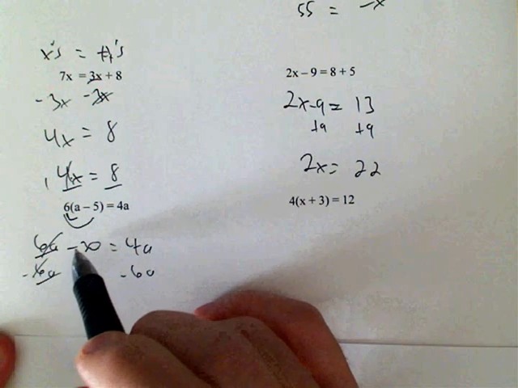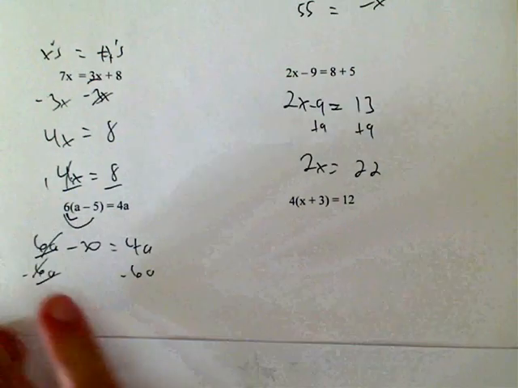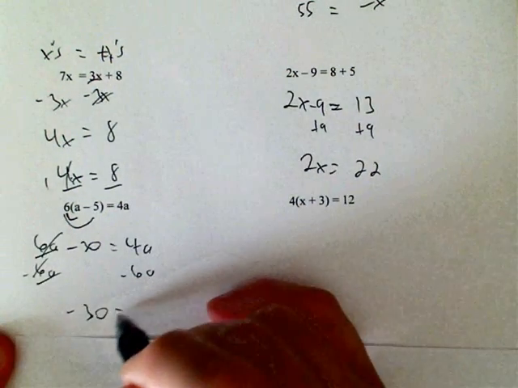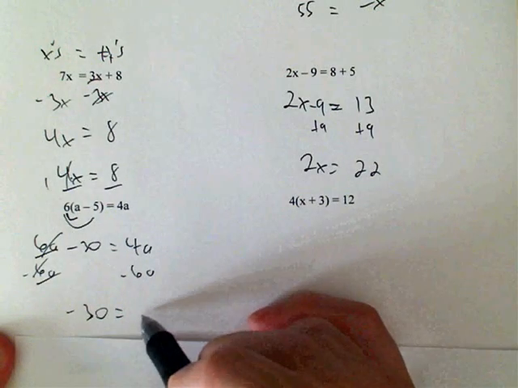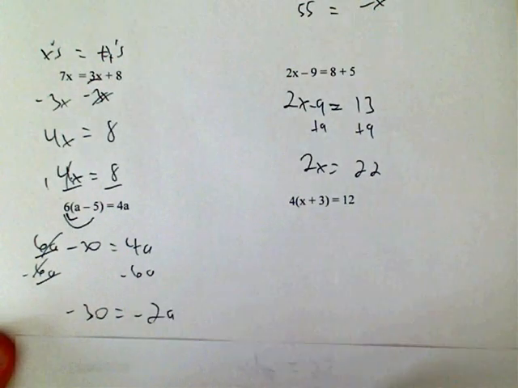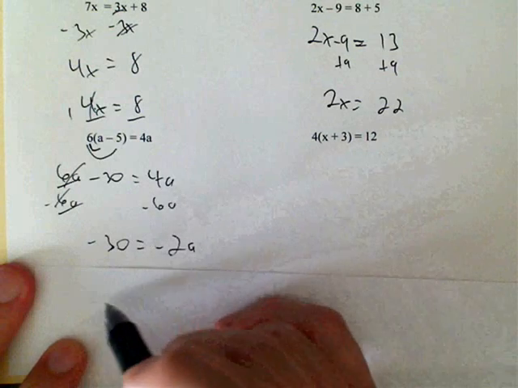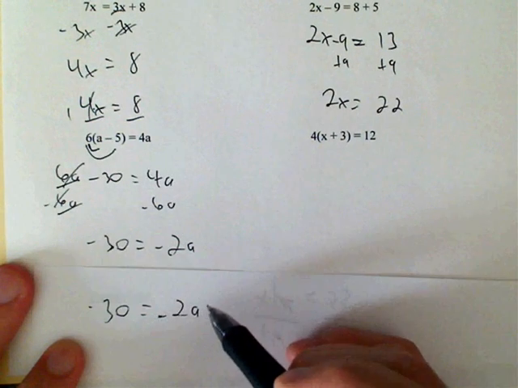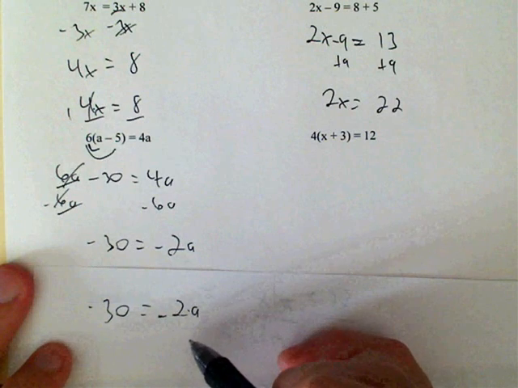0, and when you cover it up, you see a negative 30 is left over. Don't forget that sign. And 4a minus 6a is negative 2a. 4 minus 6 is negative 2. And now we want to isolate the a, so we need to get rid of the negative 2 that is being multiplied, so we use division.